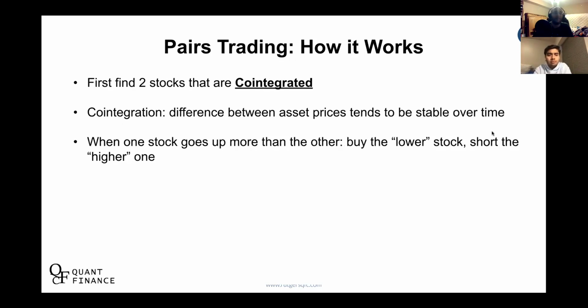So I've said this fancy term "co-integrated" a lot. Co-integration is a fancy statistical word that basically means the difference between two processes, two time series, in this scenario two stock prices over time, will tend to be relatively stable.